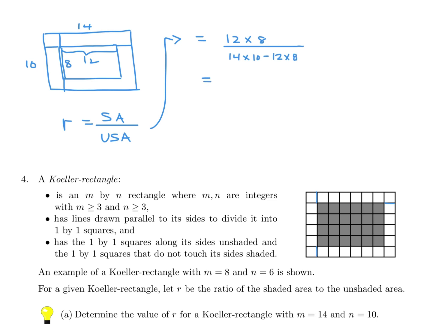If we do this math, this becomes 96 over 140 minus 96, and that's 96 over 44. In terms of ratio, it's 24 over 11. So there you go.